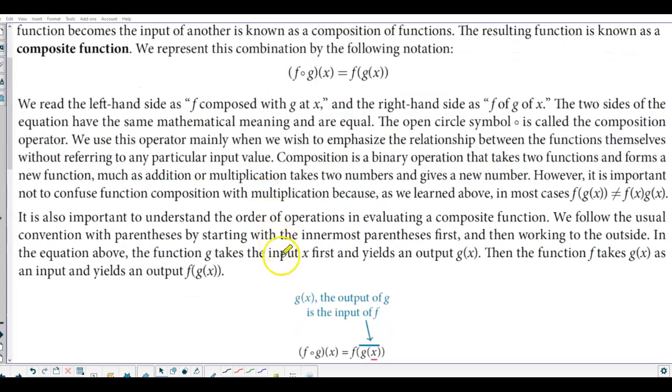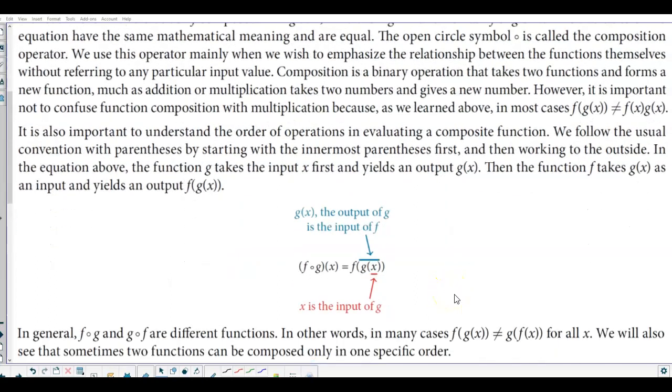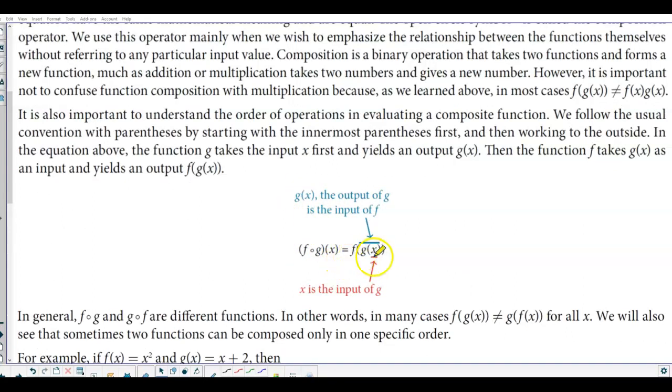It is also important to understand the order of operations in evaluating a composite function. We follow the usual convention with parentheses by starting with the innermost parentheses first and then working to the outside. In the equation above, the function g takes the input x first and yields an output g of x, and then the function f takes g of x as an input and yields an output of f of g of x. So x is the input of g, and then g of x becomes the input of f.